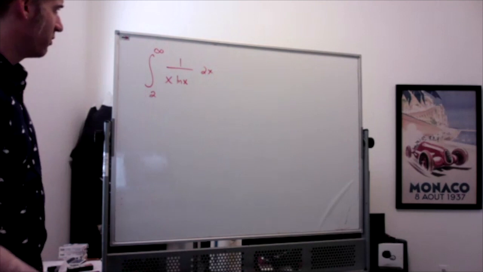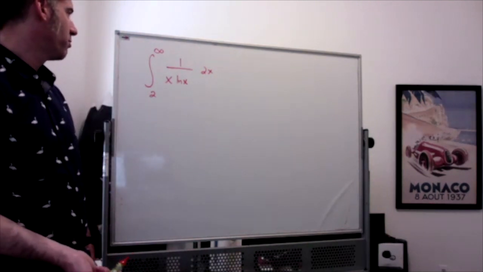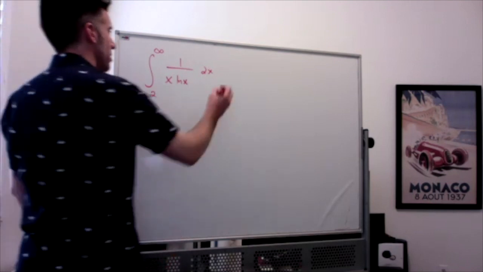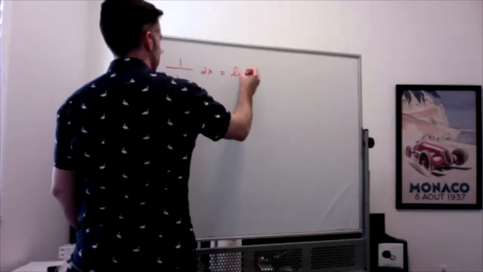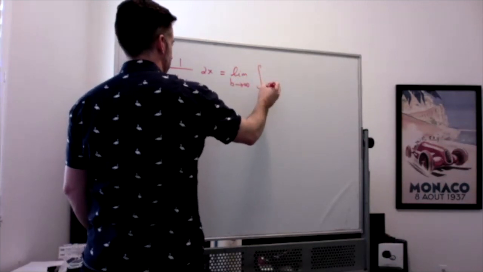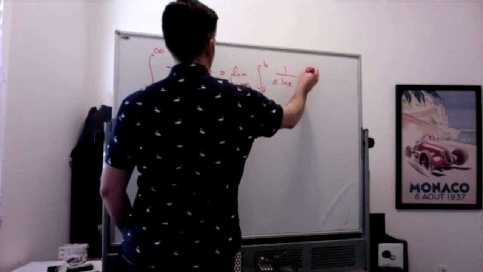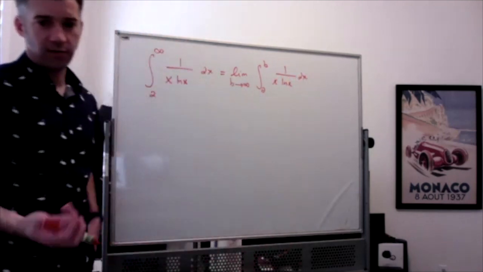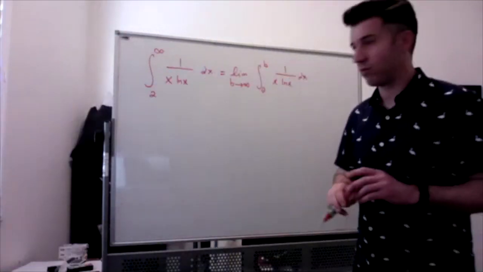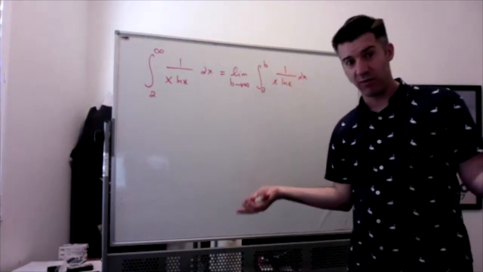The integral from 2 to infinity of 1 over x natural log of x. So it's problematic at infinity. So we're going to write this as the limit as b goes to infinity of the integral from 2 to b of 1 over x natural log of x dx. Now here's my reality. I really don't want to have to write the limit of the integral from 2 to b while I'm doing whatever process I have to do.